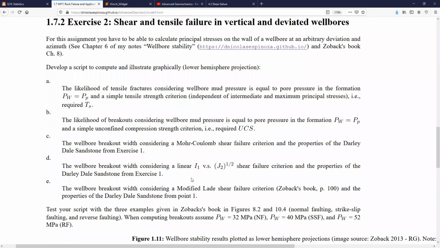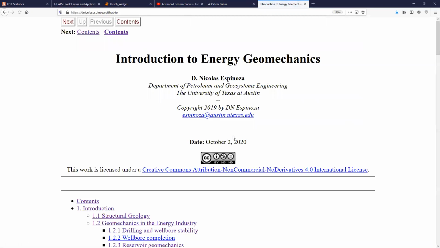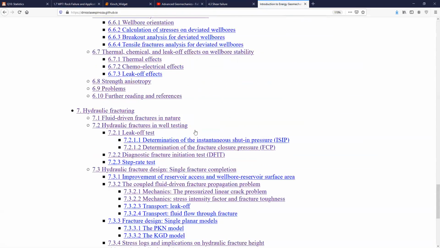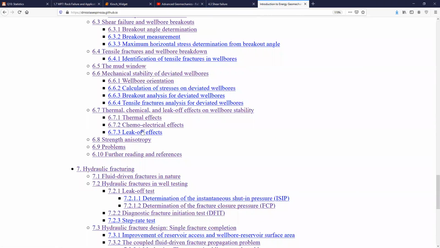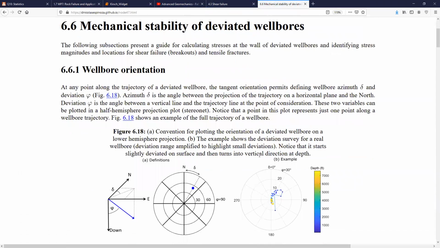The second problem is about the calculation of shear failure and tensile failure in deviated wellbores. For this topic, what you're going to have to do is compute stresses around the wellbore at an arbitrary deviation. And in this case, all the math that you need in order to calculate those stresses is right here.